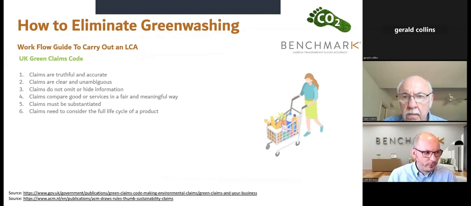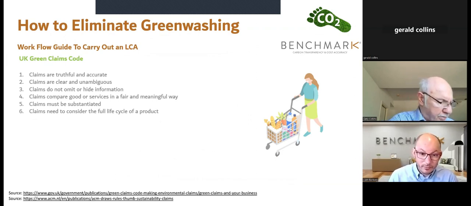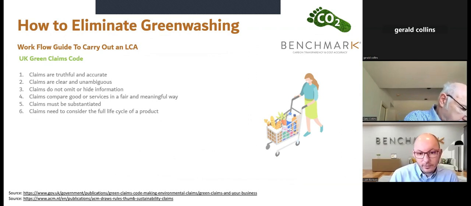So we've talked a few times about this already. How can we avoid greenwashing? First of all, looking at the Green Claims Code in the UK, claims must be truthful and accurate, must be clear and unambiguous, not omit or hide any information, and compare goods or services in a fair and meaningful way. Claims must be substantiated. Part of that, of course, comes from third-party review, and you need to consider the full life cycle of the product as best as you can.